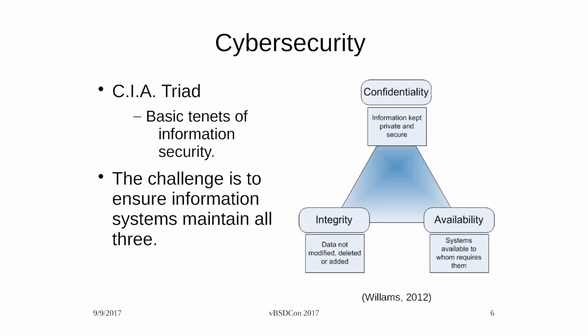Always stick to the triad. There's also, and I didn't have this in my slides, the McCumber cube, a way to break out the idea of confidentiality of the data, so that only those allowed can see it; the integrity of it, that it hasn't changed at rest or in transit; and the availability of that data. So it's about keeping your systems online, available, and secure at the same time.